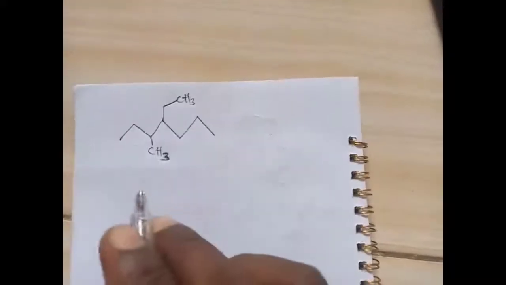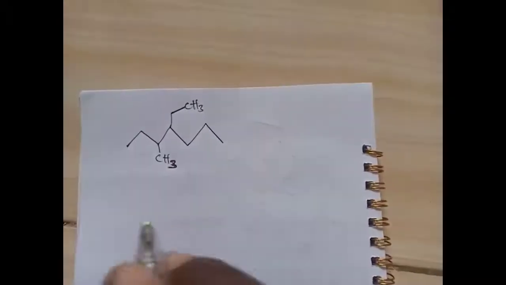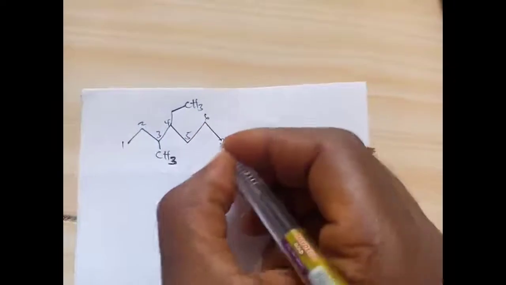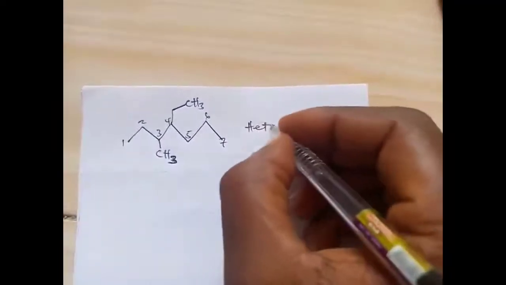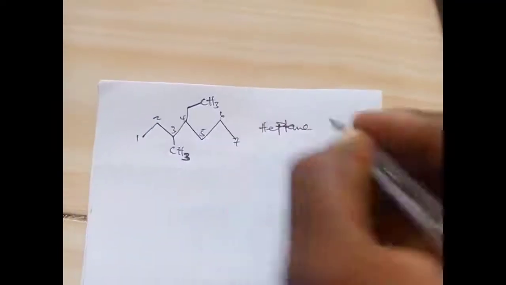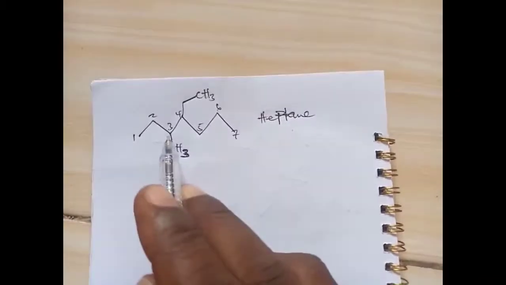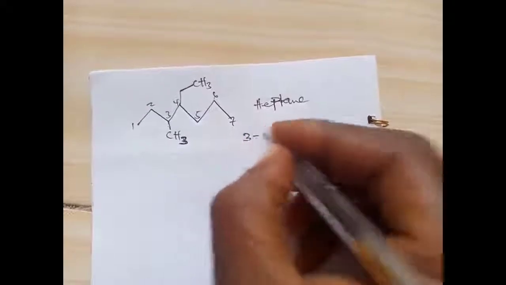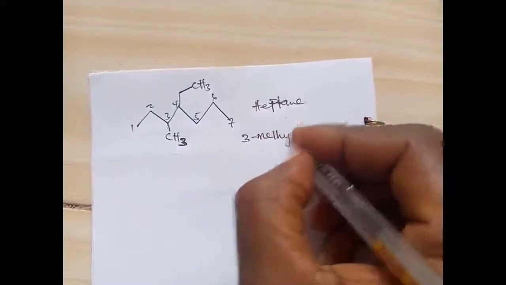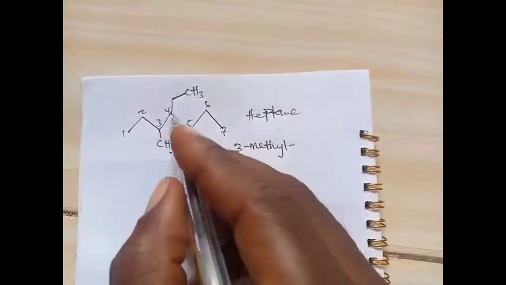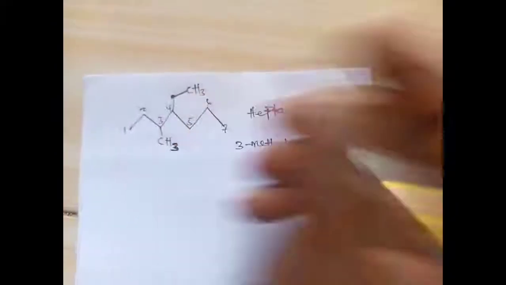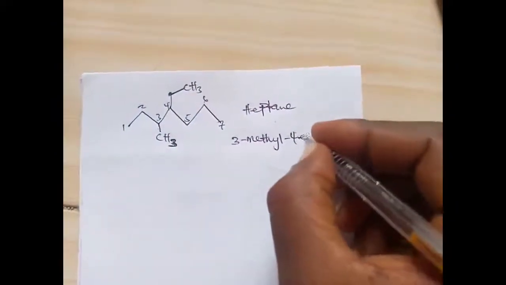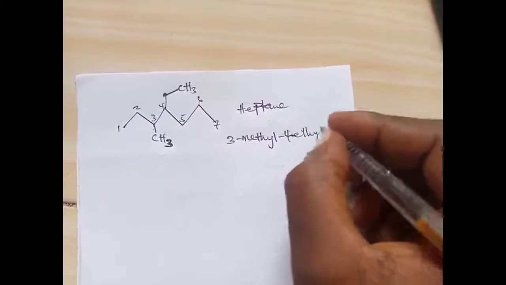So let's also consider this structure. If we are naming it, we can say 1, so which is heptane. Now, we have at the third, 3-methyl. Fourth, we have ethyl, 4-ethyl heptane.